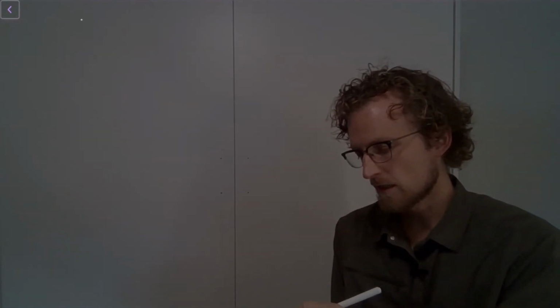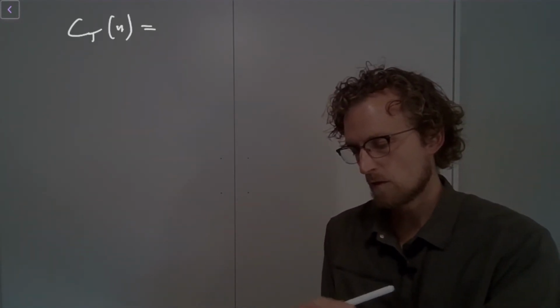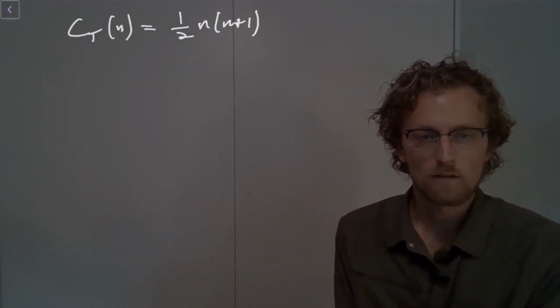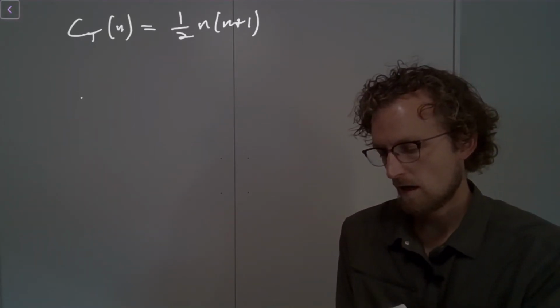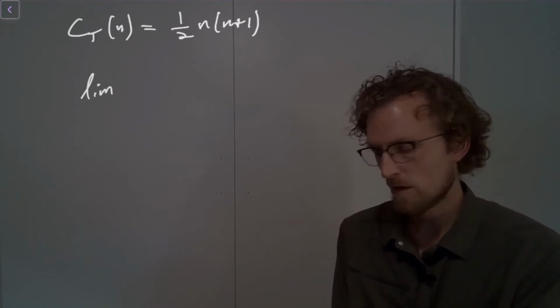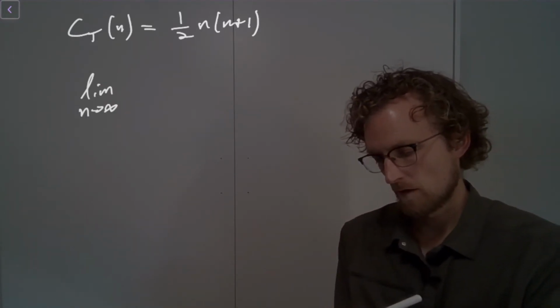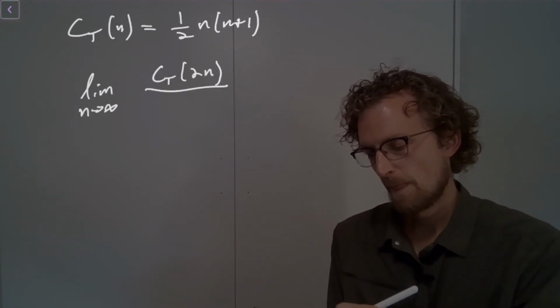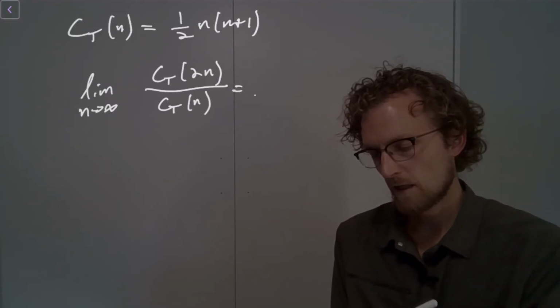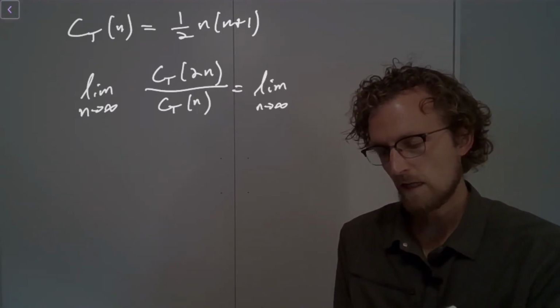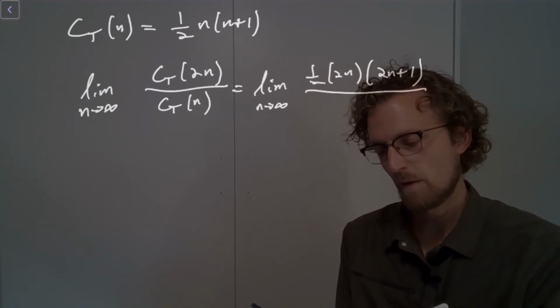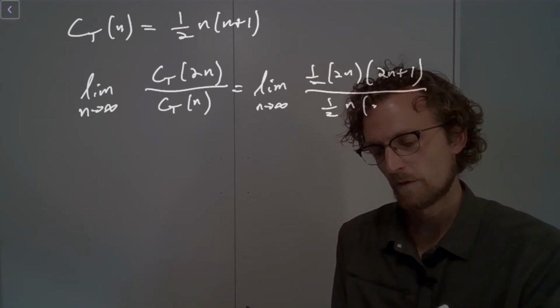This expression says CT of n equals 1/2 n times n plus 1. And so now let's compute the limit that we're interested in, the limit that says what happens when n gets large and then we double the input. So what we have is the limit as n goes to infinity of CT of 2n divided by CT of n. And so this equals the limit as n goes to infinity of 1/2 times 2n times 2n plus 1 divided by 1/2 times n times n plus 1.